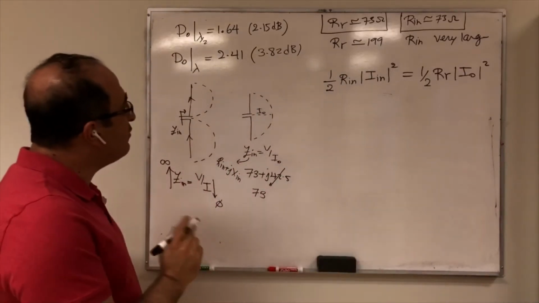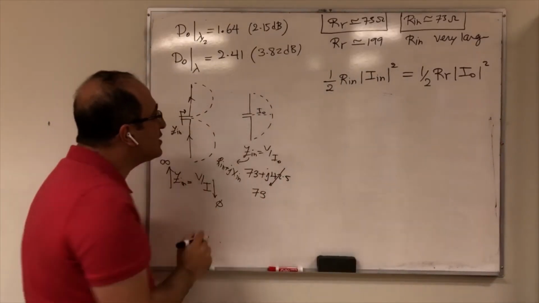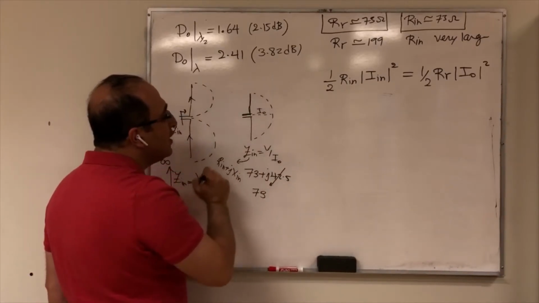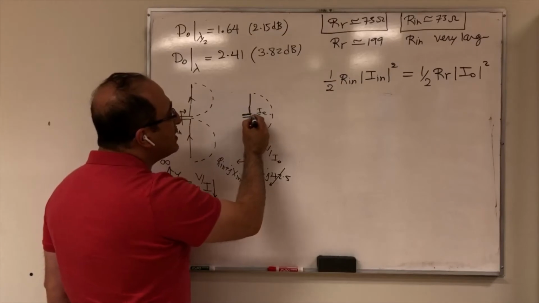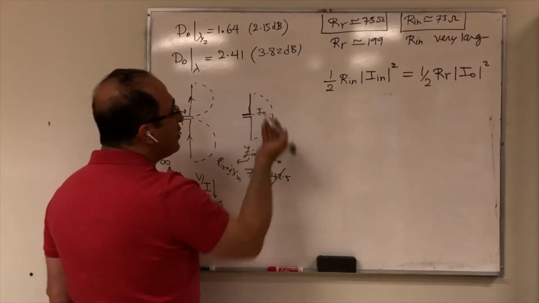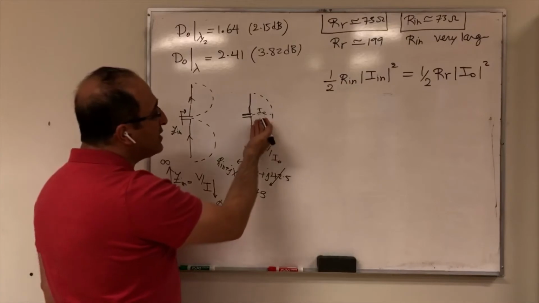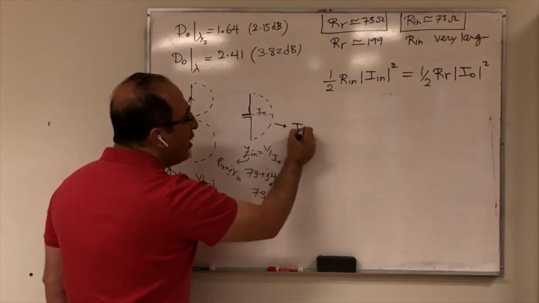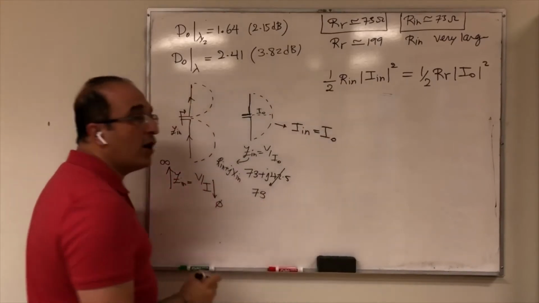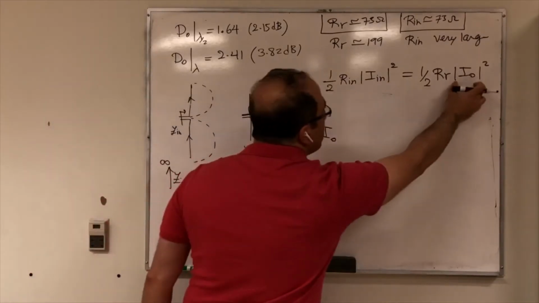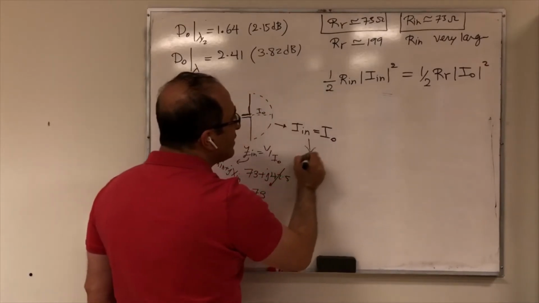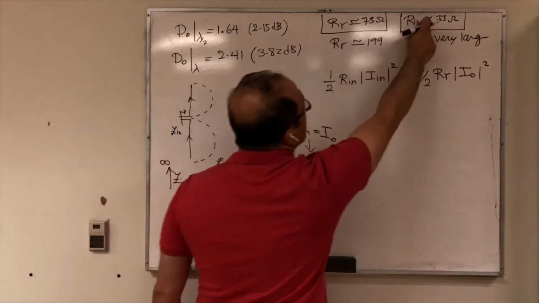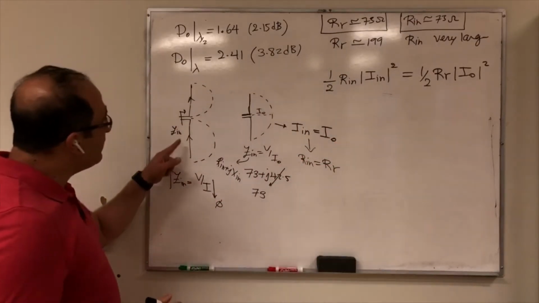Now look at what we have here. For the half-wavelength dipole antenna, the current at the input port is I naught. And the peak of the current on the dipole is also, by definition, I naught. So for this antenna, the I at the input port is the same as I naught. So when I in is the same as I naught, you get R in equal to R_R, which is this observation here. But now look at this one here.